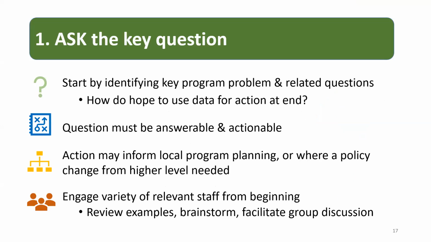So lastly, I'm just going to run through a little bit more detail of each of these four steps within the triangulation process before we go into some examples. For step one, asking the key question, you want to start by identifying a key program problem and related questions. And really think about how you hope to use the data for action at the end. The question must be answerable and actionable. Action may inform local program planning or where a policy change may be needed from the higher levels.